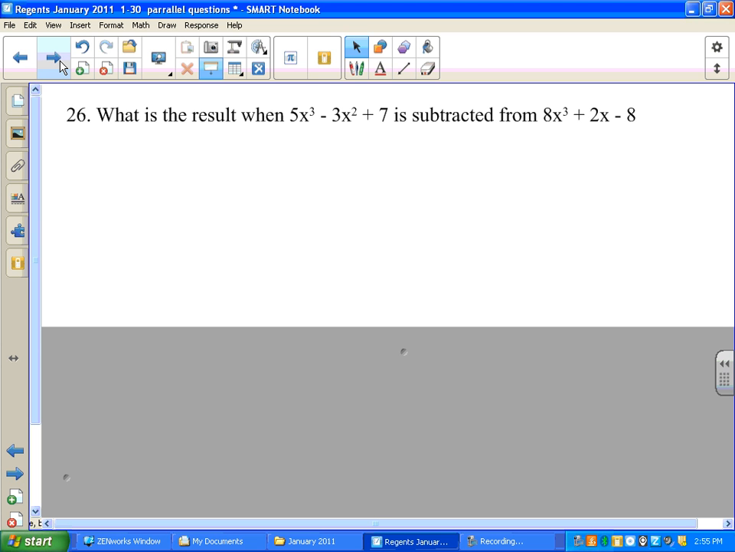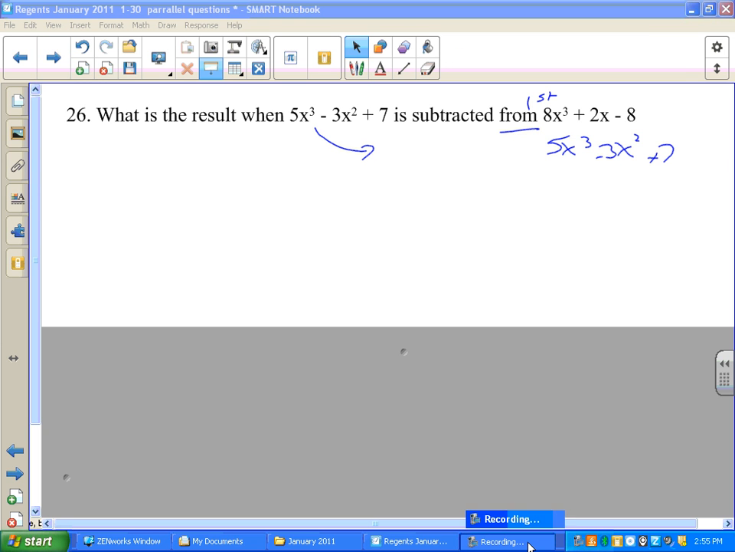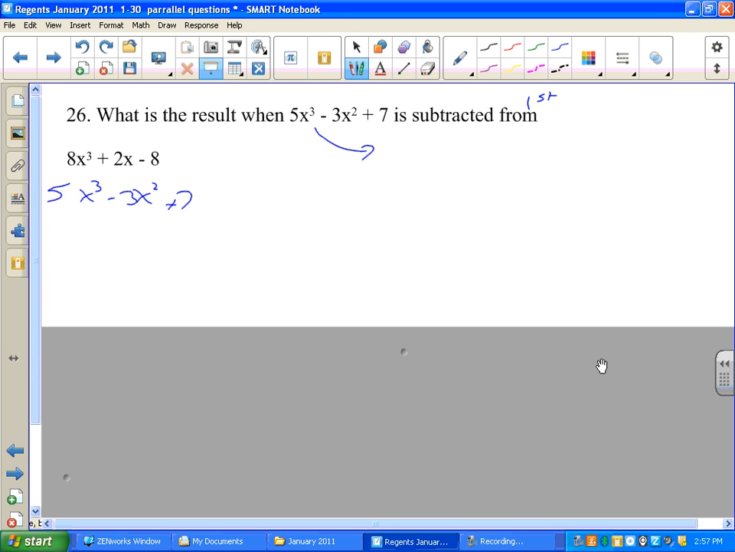Number 26, what's the result when 5x cubed minus 3x squared plus 7 is subtracted from 8x cubed plus 2x minus 8? Subtracted from. From means write that first. So I'm going to leave the 8x cubed plus 2x minus 8 there, and this is going to go underneath because this has to be first. From means first. So 5x cubed minus 3x squared plus 7. I just moved it over there so it's a little easier to work with.